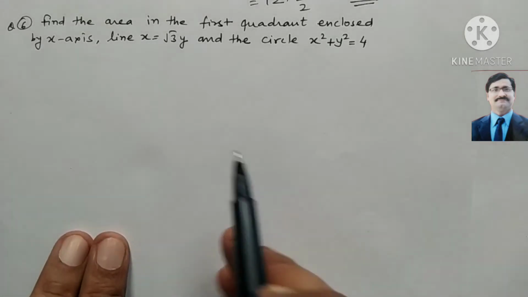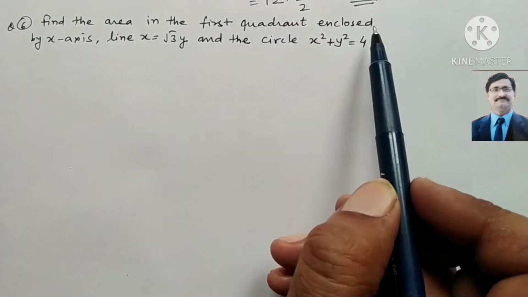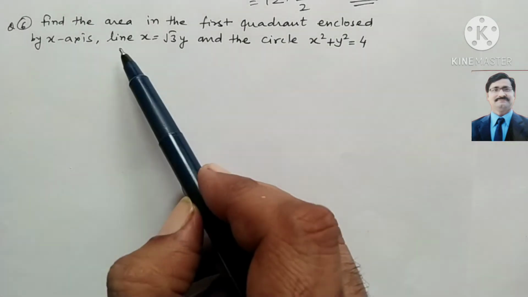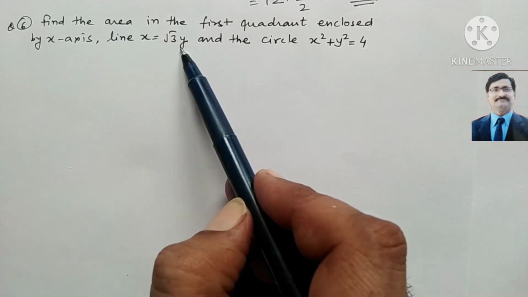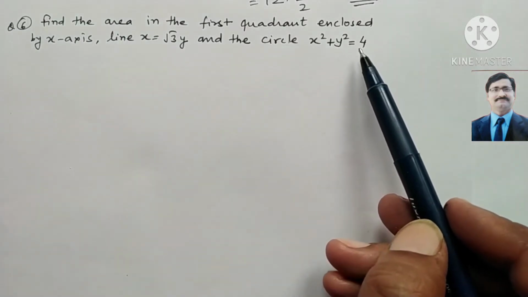Here the question is: find the area in the first quadrant enclosed by the x-axis, the line x equal to root 3 y, and the circle x square plus y square equal to 4.